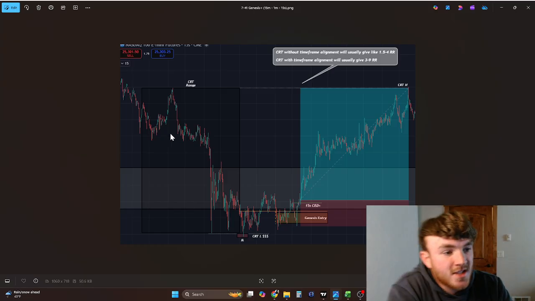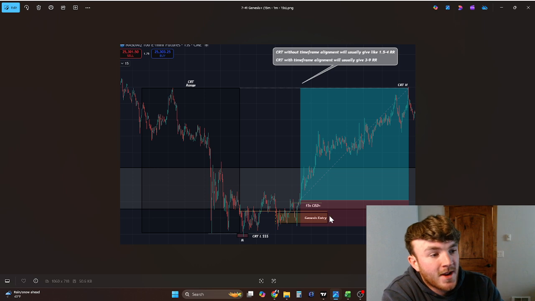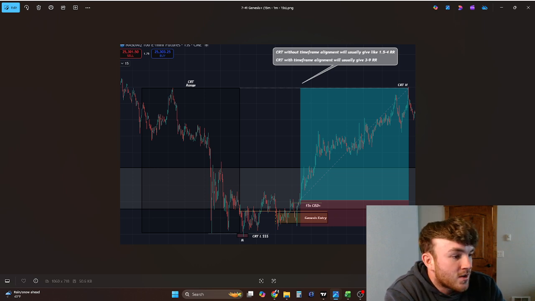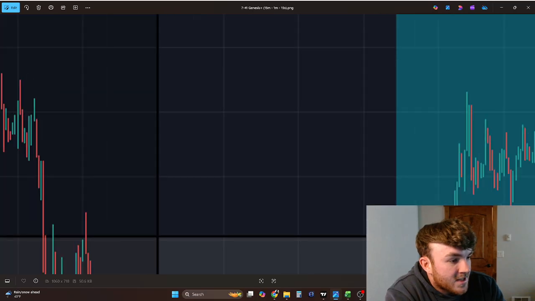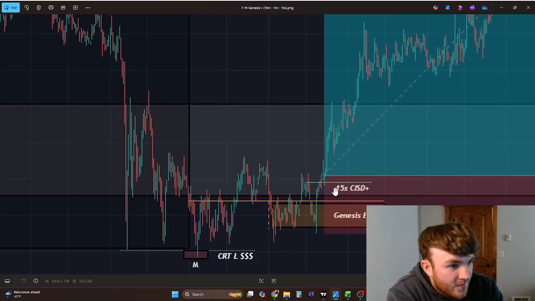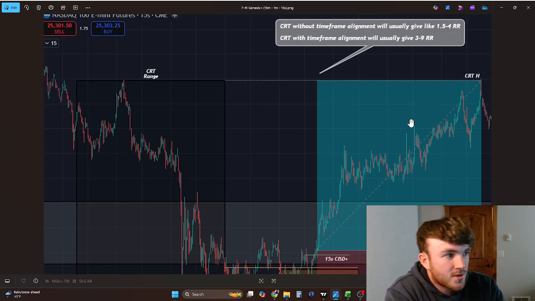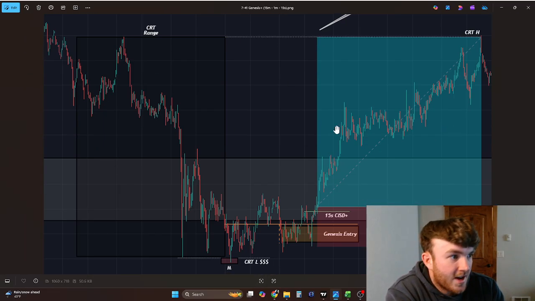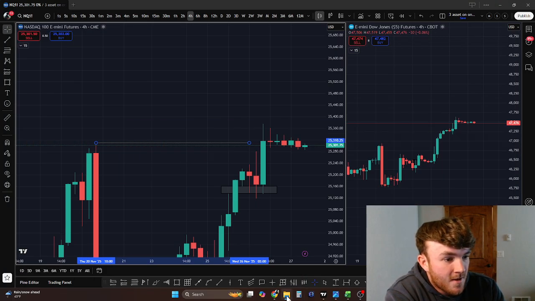You can use this Genesis entry as like a 1-minute PD array, and you can actually go down to an even lower time frame and wait for a 15-second change in state off of this 1-minute PD array. So 1-minute Genesis entry, 15-second change in state, and then we draw up to the CRT high. So that's pretty cool. And then same thing here.